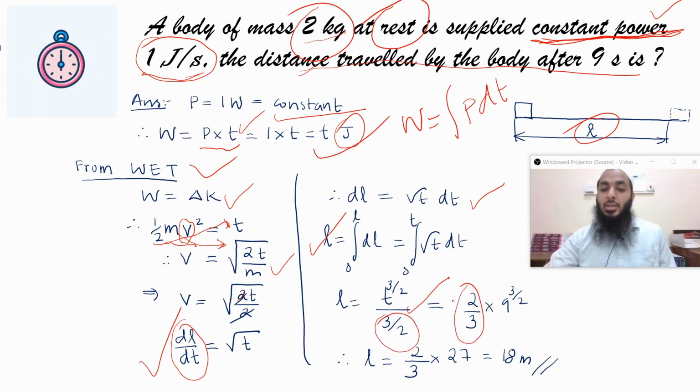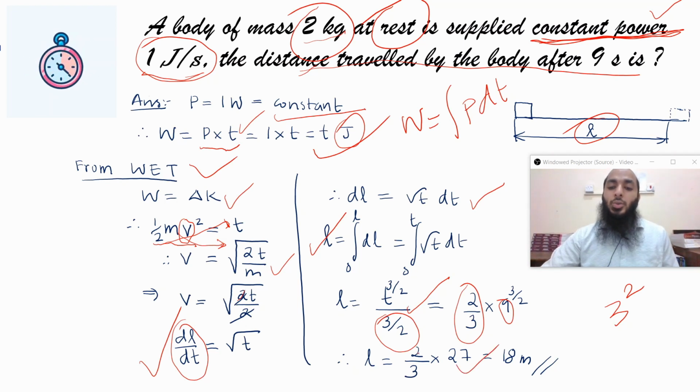And finally, the distance traveled will be 2 by 3 into 9 raised to 3 by 2. But 9 is what? 9 is 3 square. So 3 square and this root will get cancelled. So it will be 3 raised to 3. 3 raised to 3 is 27. 27 into 2 by 3 will be giving you 18 meters.